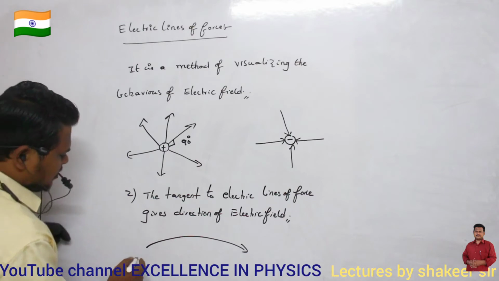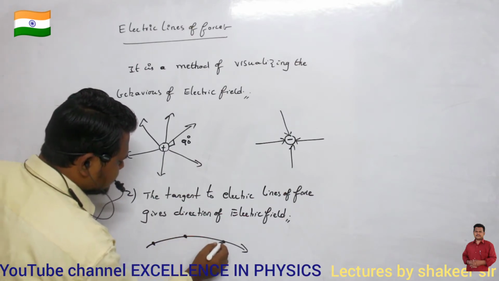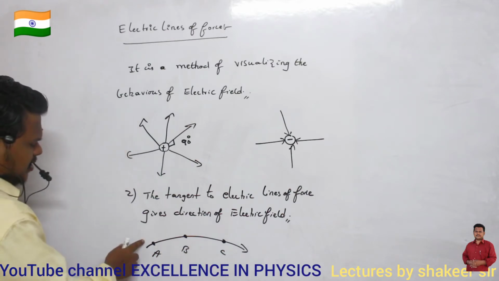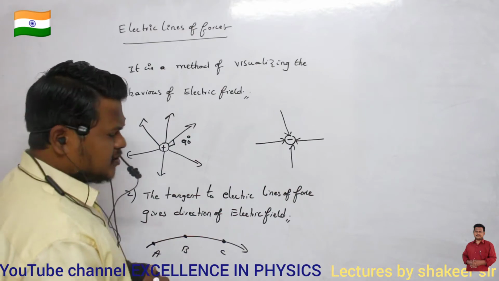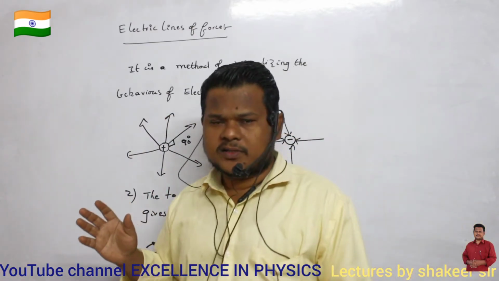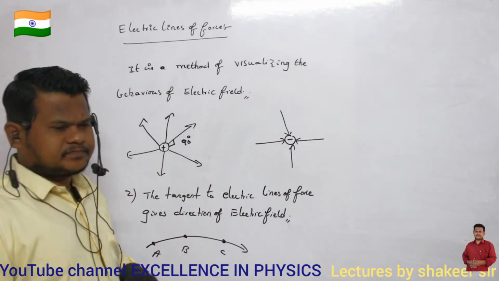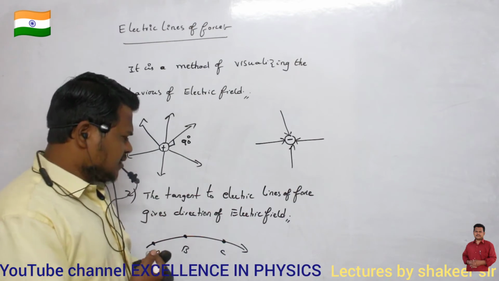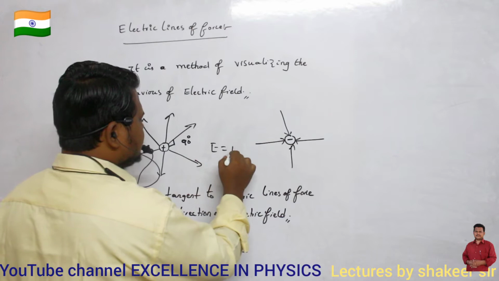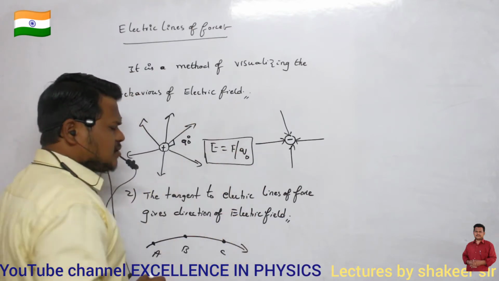On this electric line of force, I will take three points, point A, point B and point C. At points A, B and C, I want to calculate the direction of electric field. So, what is meant by direction of electric field? E value is force experienced per unit test charge, no? This is called the E value.